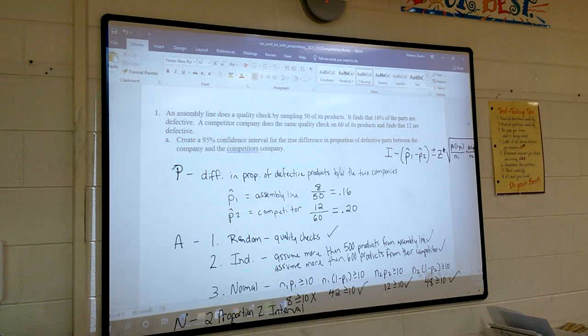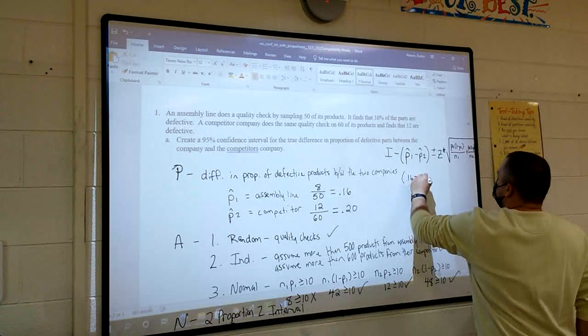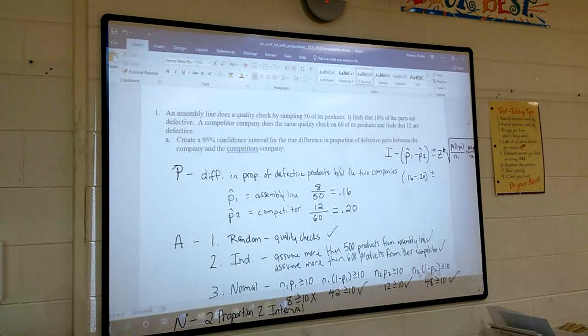If you remember, that's on the formula sheet, but that's the standard error is what they call it. So if we plugged all that stuff in, I'm just going to go through it. P1 minus P2, that would be for the interval. That would be 0.16 minus 0.20, plus or minus. In this one, it says 95% confidence.